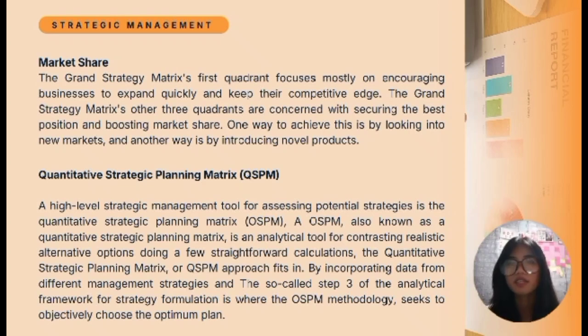Number 3 is the Quantitative Strategic Planning Matrix or QSPM. QSPM is a tool used to compare different strategies and to choose the best one. They will ask which strategy is more attractive and suitable for the business. For example, which is suitable: strategy A, buy a competitor, or strategy B, expand internally? QSPM helps determine which choice is better for the strategy.